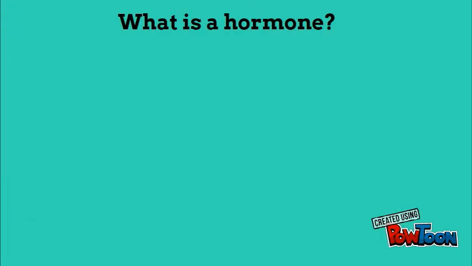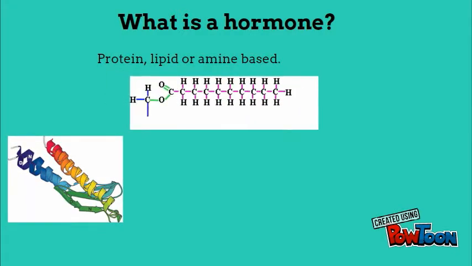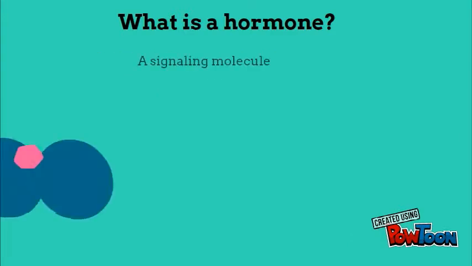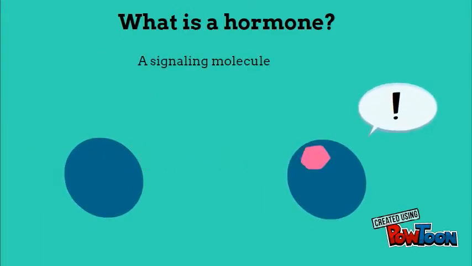There are three main types of hormones: protein, lipid, and amine-based. Both protein and amine hormones are water-soluble and can't diffuse through the cell's plasma membrane. Lipid hormones, however, can diffuse through the membrane. Hormones are intracellular signaling molecules that cause a response.